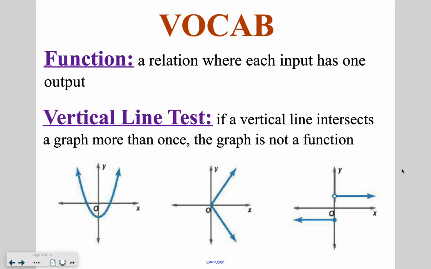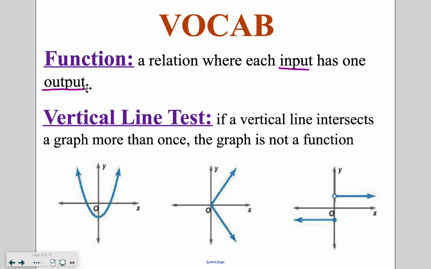So the first thing we need to discuss is what exactly is a function. A function is a specific relation where each input has one output. In the last lesson, we were talking about relations, which were a list of ordered pairs. Now we're talking about a specific group of those ordered pairs where each x value, so each part of the domain, is paired up with an element in the output. So every time you put in an x value, you're going to get out a y value.